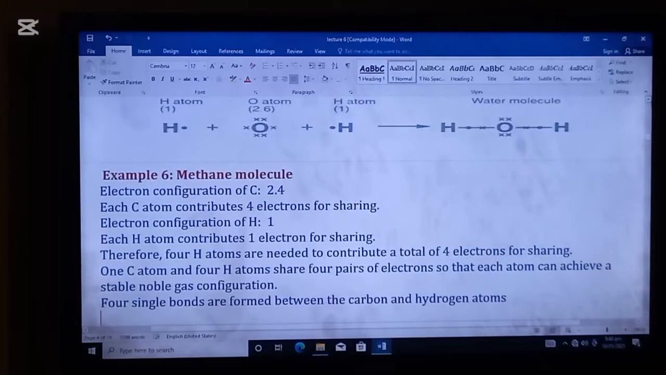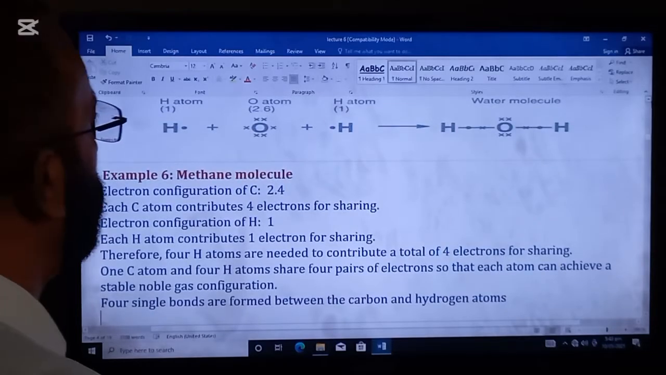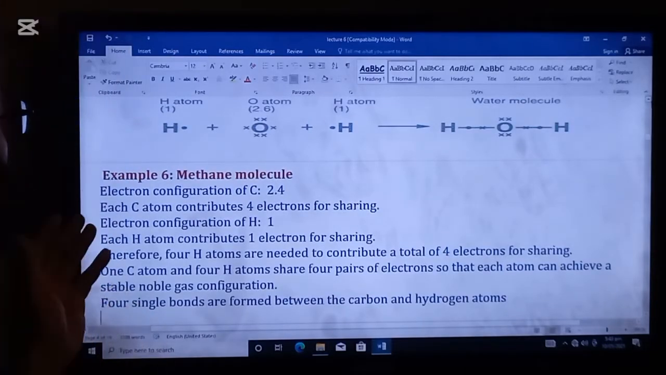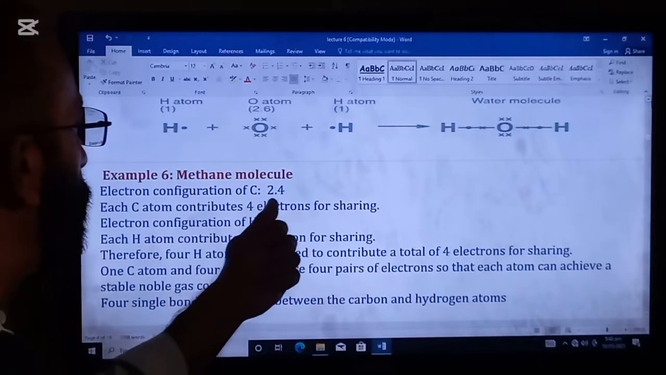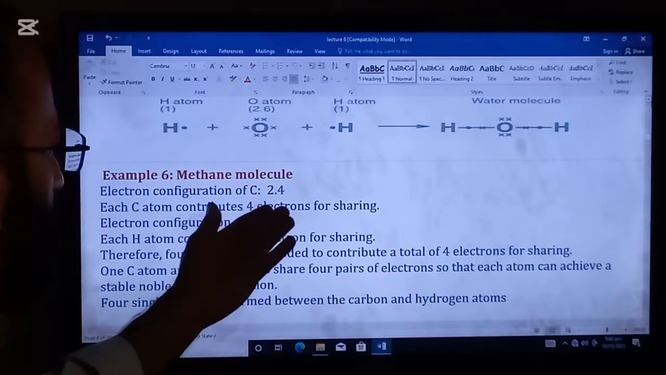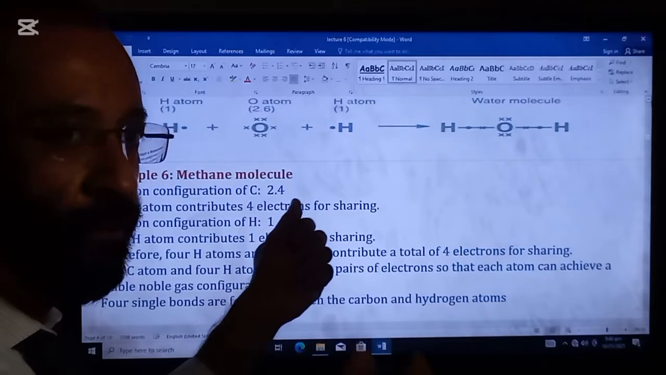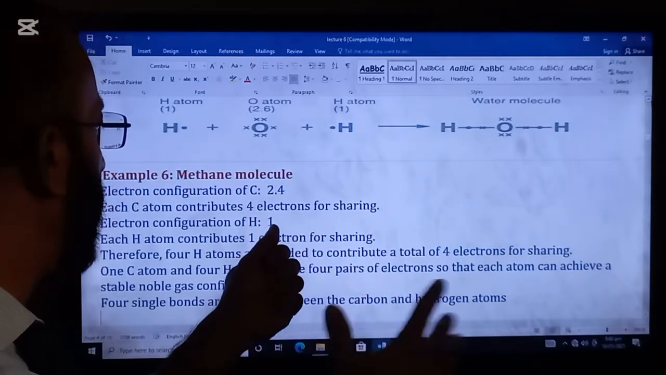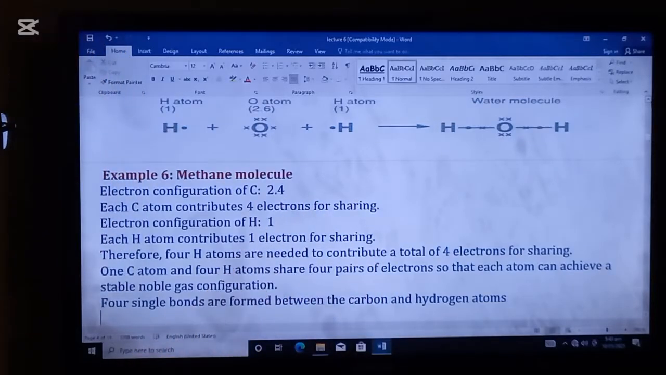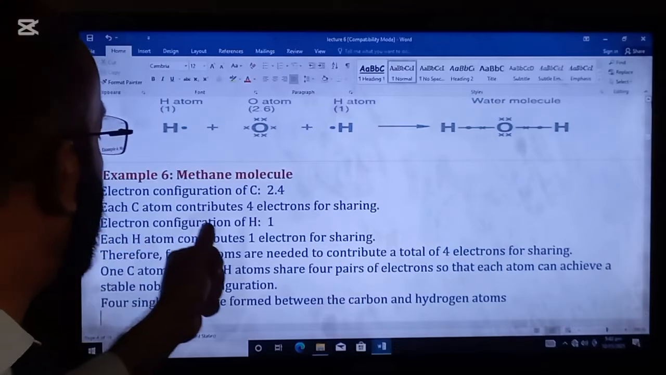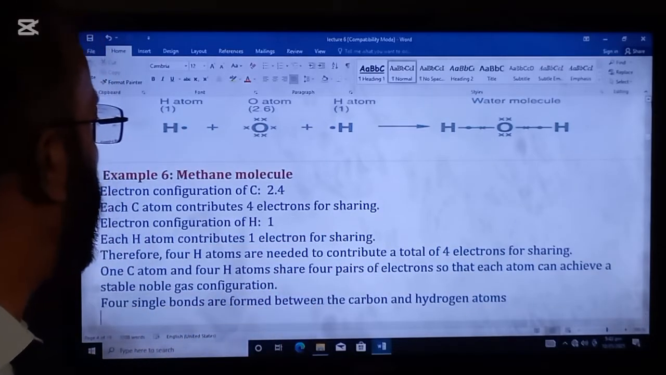Another example is the methane molecule. Electron configuration of carbon is 2,4. From here we can see carbon requires 4 electrons to achieve noble gas configuration. So each carbon atom contributes 4 electrons for sharing.